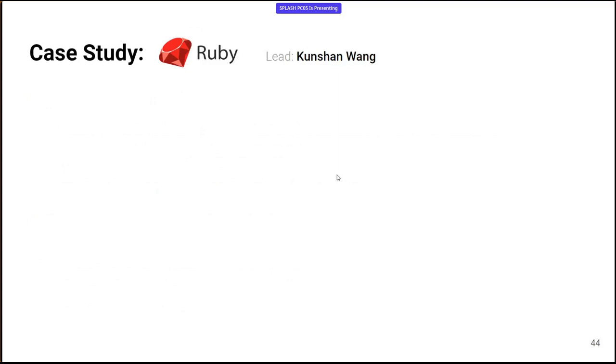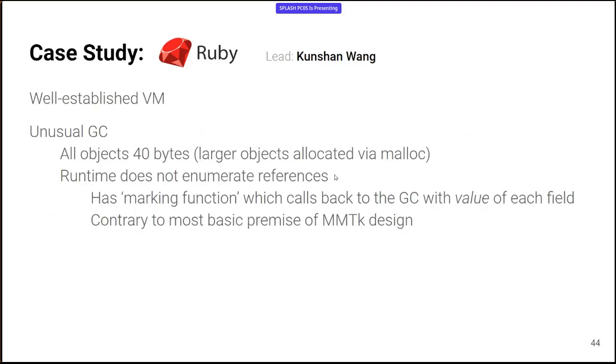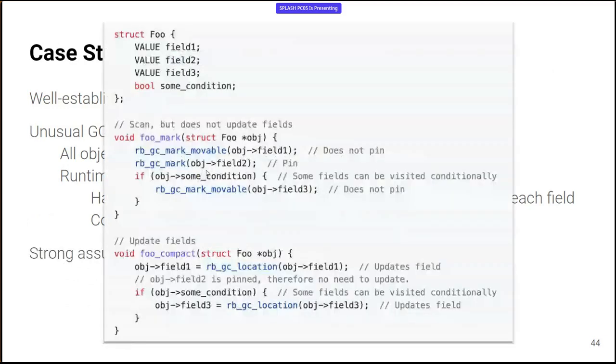The last case study I'll talk about is Ruby. It's a very well-established VM. It's got a very unusual GC, and the runtime doesn't enumerate references to native objects. If you have a native struct, you write your own code to tell the GC what to do with it, which is kind of weird, and it has very strong assumptions that things won't move.